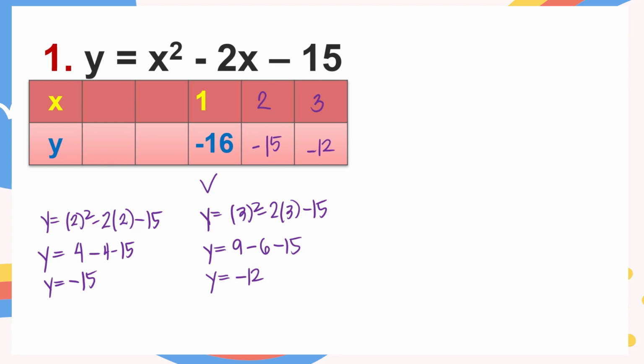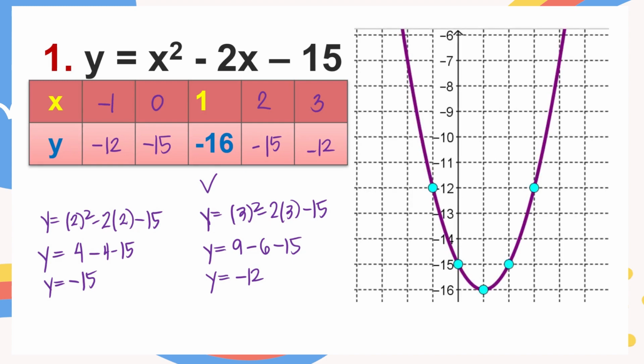ng vertex. So next to 1, to the left of the vertex is 0. And then negative 1. So 0, the y value is also negative 15. And for negative 1, the y value is also negative 12. So let us now have the graph. So to draw the graph, just plot these points in the Cartesian plane. So this is already the parabola.